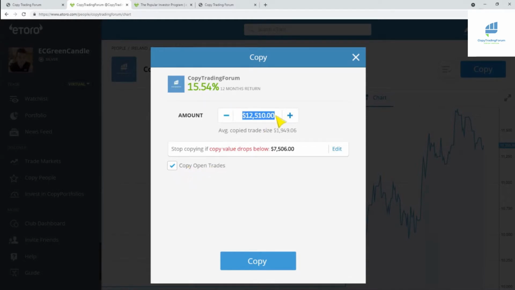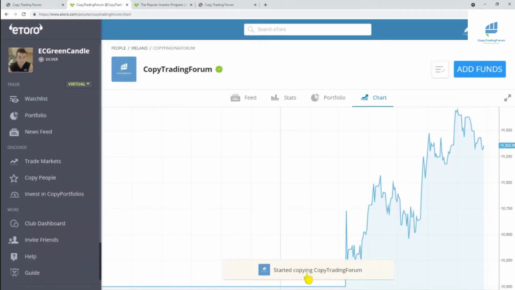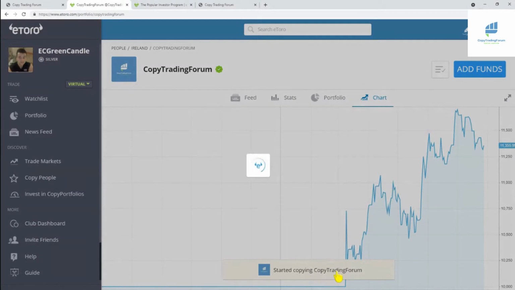But it's easily done here. All you have to do is select the amount you want to copy. So let's say I want to copy, this is my Fairtrade account, with 10,000, and I'll set that to the default. So if your investment in me drops to 6,000, but I don't think it's going to, it will stop copying me automatically and copy Open Trades. So I click copy and I started copying me. That's how easy it is, guys.